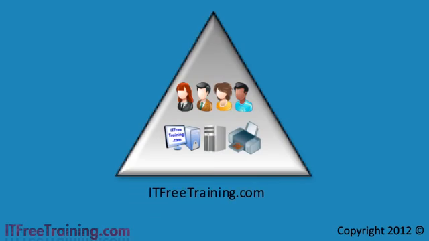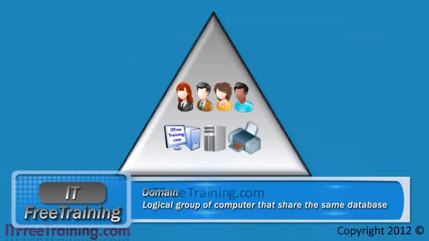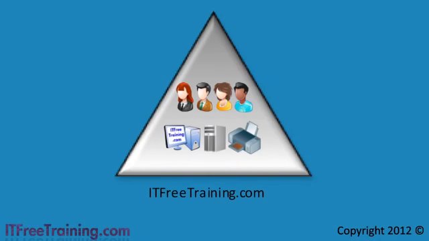To make things simple, let's start with one network. In this network, I have IT Free Training. All the users in IT Free Training can access resources in IT Free Training, assuming they have permission to do so. All the users in IT Free Training belong to the one domain. A domain is defined as a logical group of computers that share the same Active Directory database. Regardless of how big your network is and how many places around the globe it is located, when possible, you want to keep your network to just one domain.